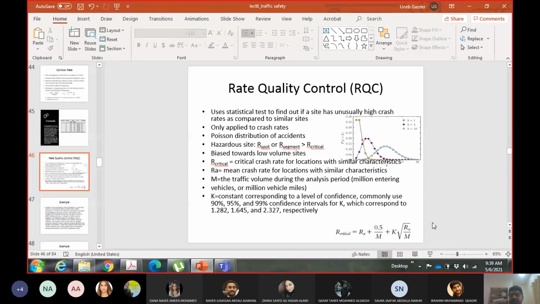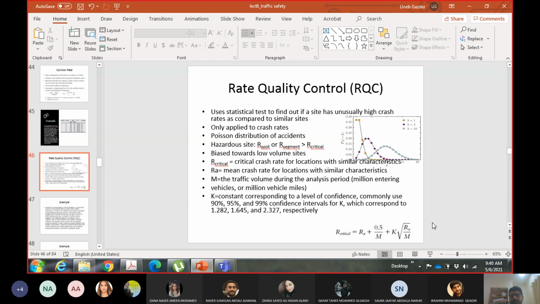Now, let's say you have 100 sites. For those 100 sites you will calculate the mean and you will calculate a critical value. Then you will compare whether the critical value is more than the crash rate at your site or not. If it is more than the crash rate at your site, that means your site is a normal site. If the crash rate at your site is higher than that value, that means the crash rate at your site is higher than a normal similar site.